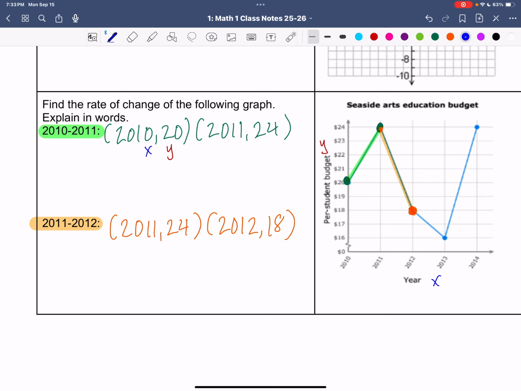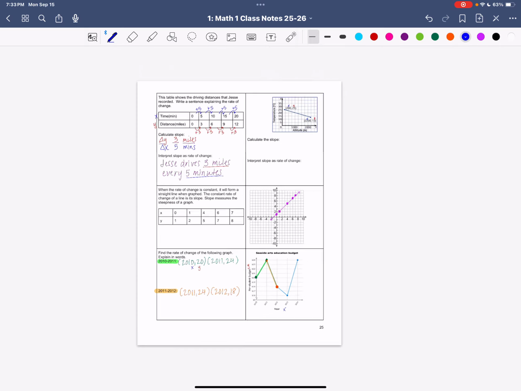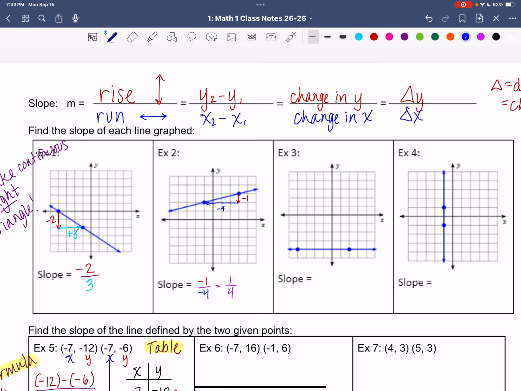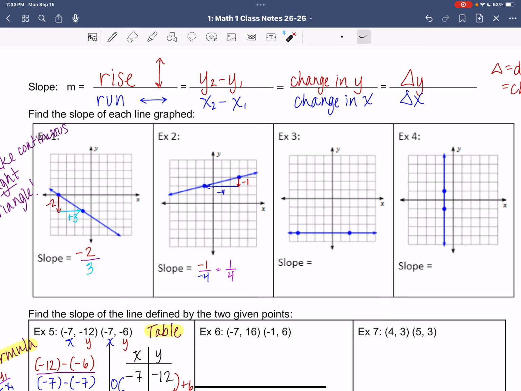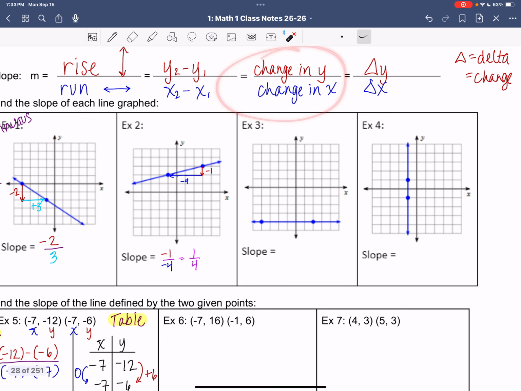So find slope, and then I want you to go ahead and determine how much they're gaining or losing per student for their budget each year. So remember, slope is your rise over run. You can use the slope formula. You can do the change in Y over change in X, which is the same thing. I just say change in Y over change of X.